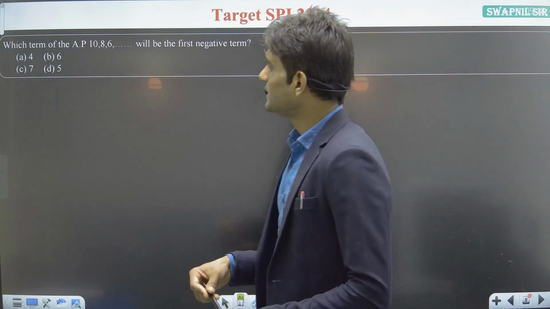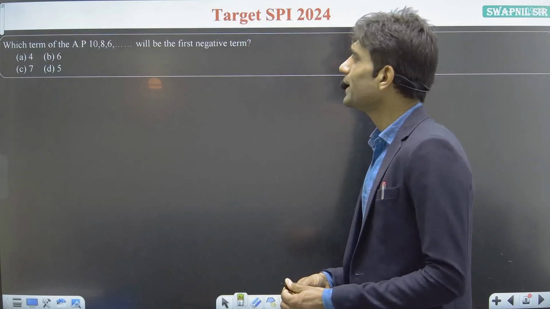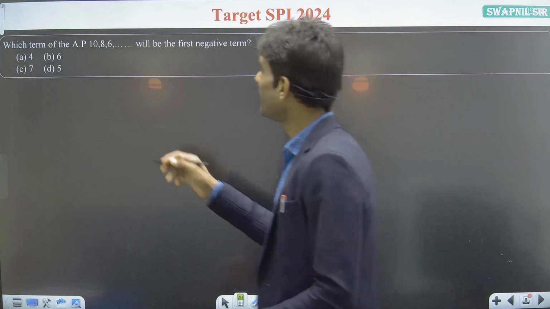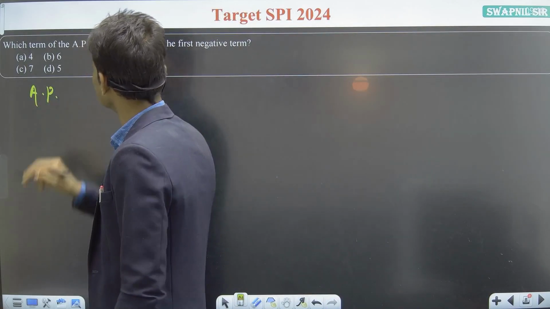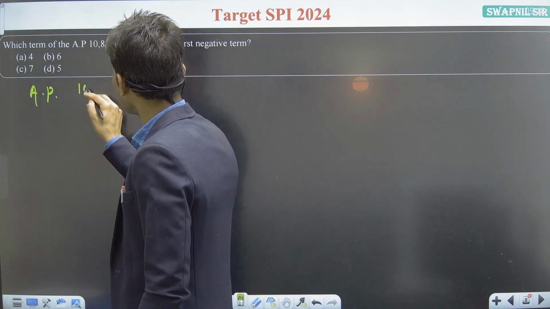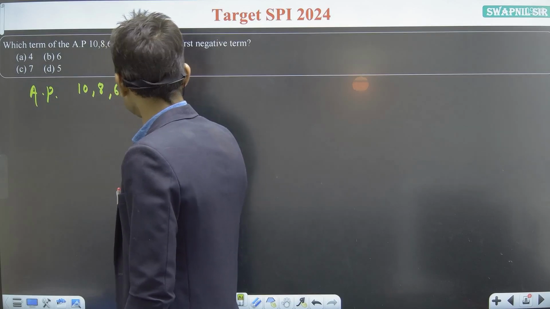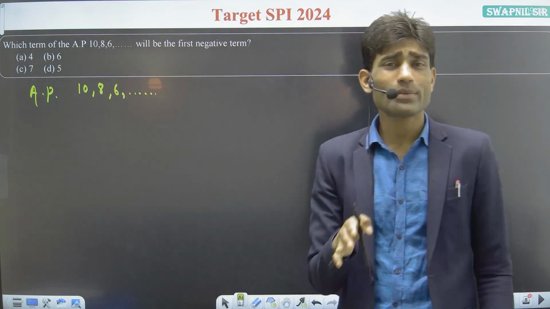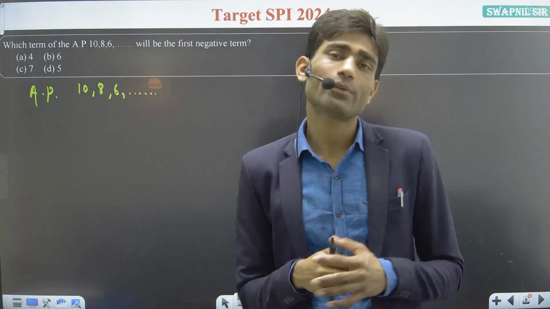The next question says: which term of the arithmetic progression will be the first negative term? We are given the arithmetic progression 10, 8, 6 and so on. If it is an arithmetic progression, that means the common difference between every two consecutive terms remains the same everywhere.